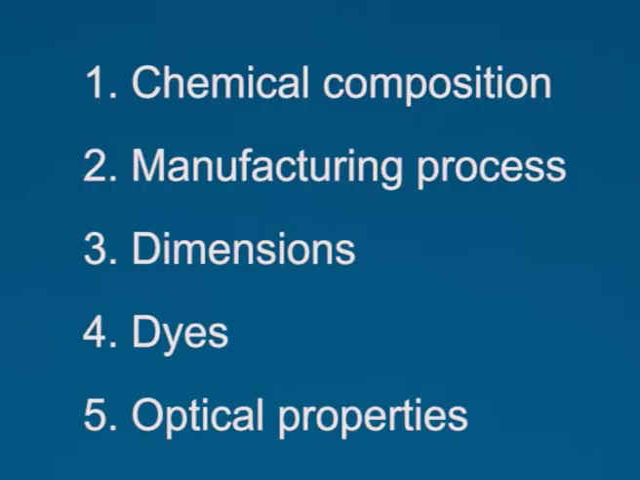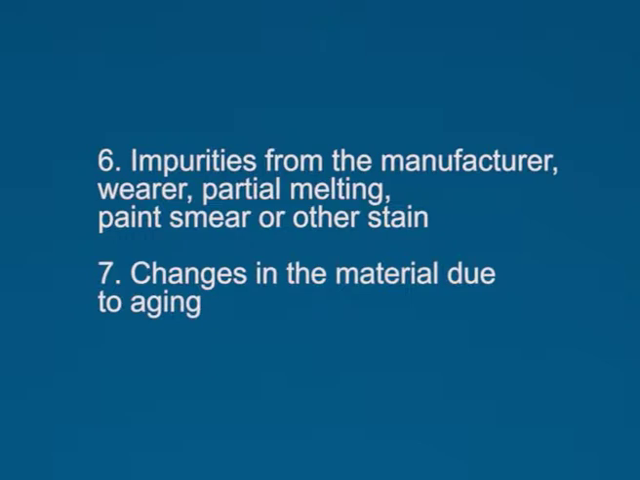Unfortunately, fiber evidence has been considered to be weak evidence, as it was supposed to offer no individualizing features. But it is no longer true. Fibers can be highly individualistic due to the following characteristics: the chemical composition, the manufacturing process, the dimensions, dyes, optical properties, impurities from the manufacturer, wearer, partial melting, paint smear or other stain, and changes in the material due to aging.